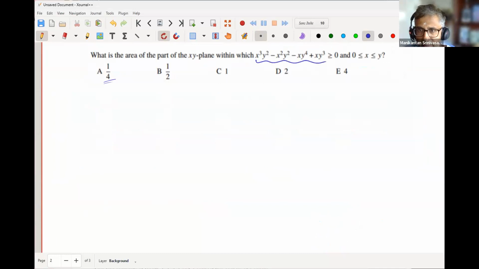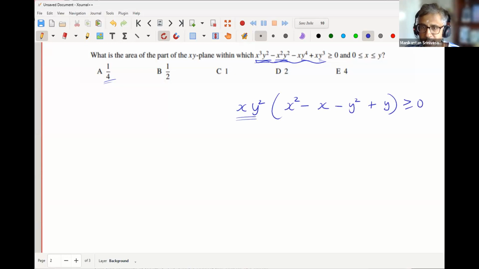Okay. Let's simplify this, right? So I can see y square is there everywhere, and at the bare minimum there's an x also everywhere. So x I can take out. I can take y square also out. So this is x square and then minus x minus y square plus y. Okay, so this is greater than or equal to 0.